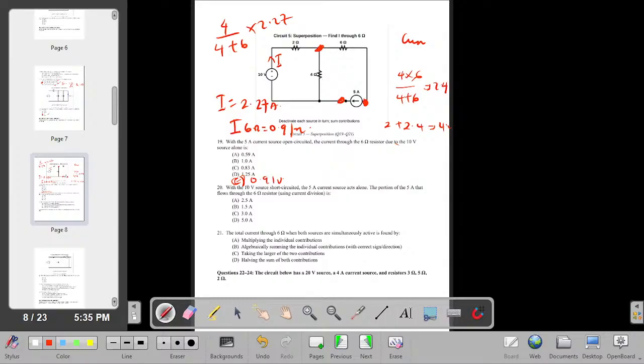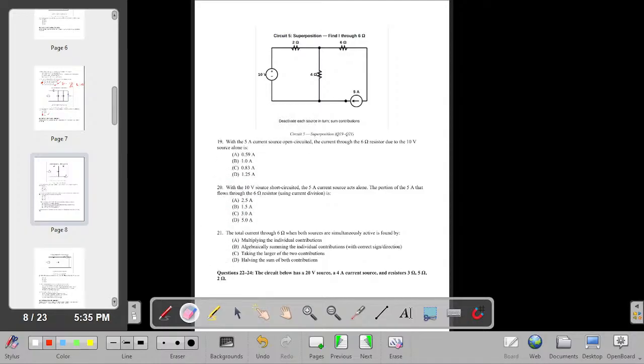It says with the 10-volt source short circuited and the 5 amp current source acting alone, the portion of the 5 amps that flows through the 6 ohm resistor is. So now let's do the other way around. So here is E, 0.91 amps.